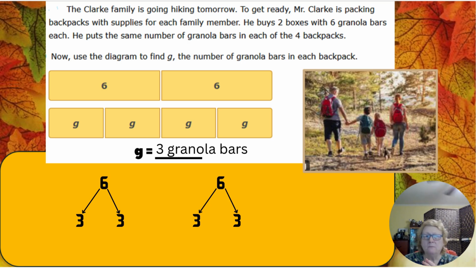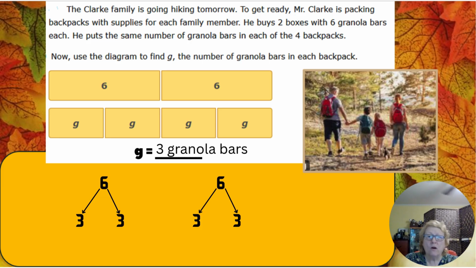Let's take a look at this strip diagram and how it relates to our story. You can see on that first row that you have 2 6s. What do those 2 6s represent? If you look back in your story, Mr. Clark bought 2 boxes of granola bars. How many granola bars were in each box? There were 6. So those first 2 6s on the first row represent the granola bars that were in those 2 boxes.